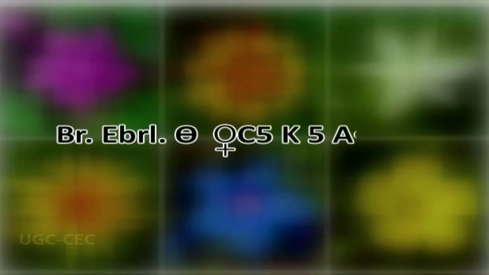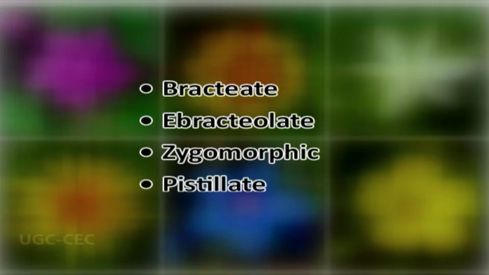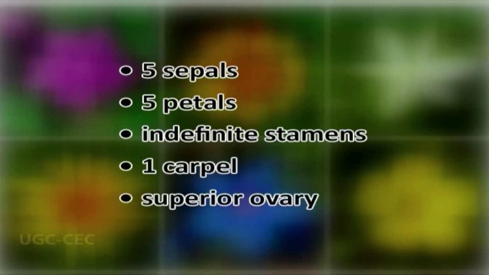Now, we come to floral formula. A floral formula is a way to represent the structure of a flower using specific letters, numbers and symbols. Taking this as example, Br, Ebr, %, ♀, K5, C5, A∞, G1, the above formula will be for a flower which is bracteate, ebracteolate, zygomorphic, pistillate with sepals 5, petals 5, stamens indefinite, carpels 1 with superior ovary.